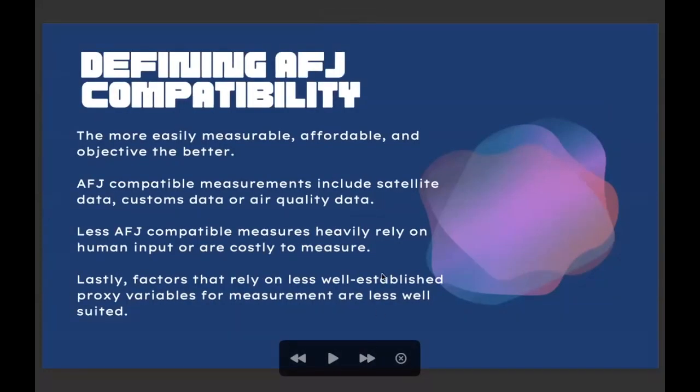In terms of the more in-depth analysis, and we'll get into the analysis in just a bit, I think it was important to highlight what algorithmic food justice compatibility means. What I'm talking about is what more than human factors could we look at as being potentially viable to implement at a larger scale? And then what makes it more compatible? Well, there's a few criteria that emerged. One is, is it easily measurable? Is it affordable and relatively objective?